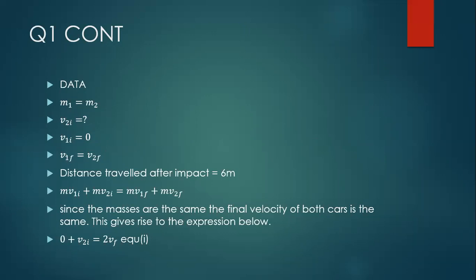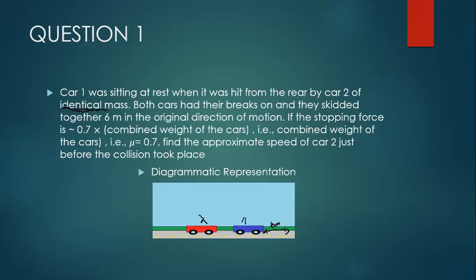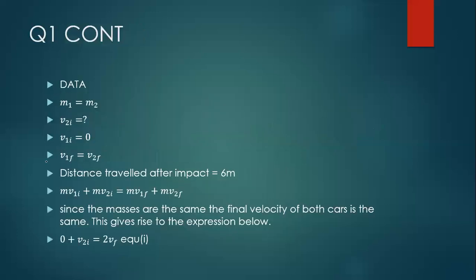Now, we know that car 1 and car 2 finally stick together. How do we know that? Because they told us that both cars have their brakes on and they skidded together. So when they are skidding together, their velocity becomes the same. So finally, velocity 1 and velocity 2 become the same. And if velocity 1 and velocity 2 become the same, what type of collision is that?